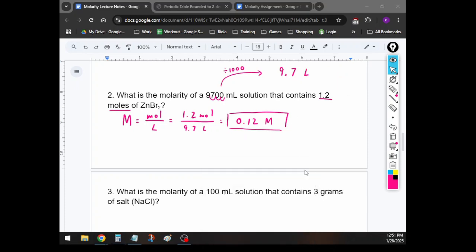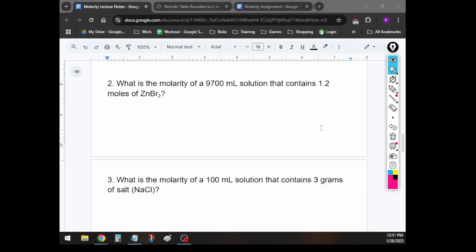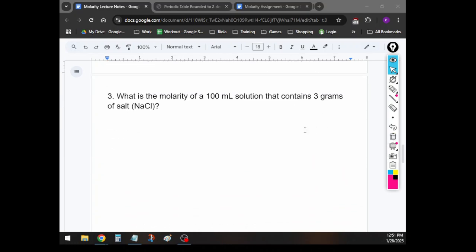All right, let's add one more dimension to this. When we start making our solutions for our labs, you're not going to be given moles, right? When you weigh out stuff in a lab, what unit of measurement do you usually get? Grams. And so you're not just going to be given moles. You've got to figure out how to turn grams into moles and vice versa. So make sure you have your periodic table, because we will be using it for molar mass.